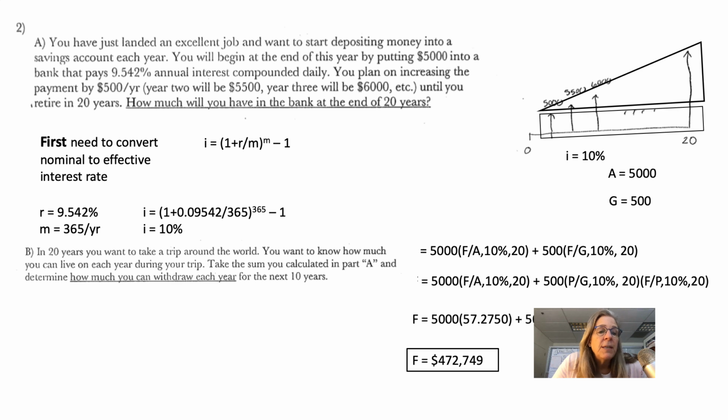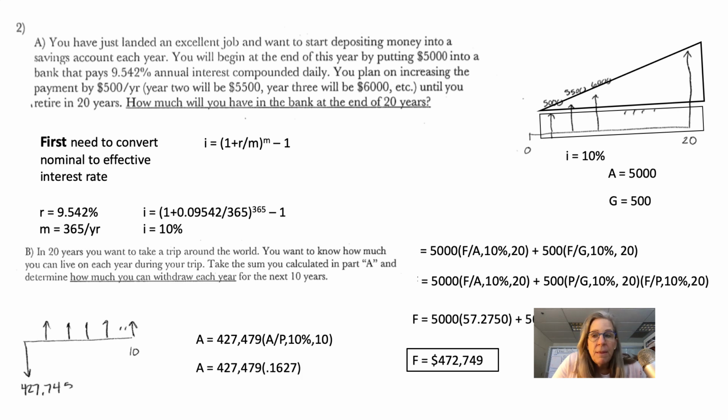Now we're going to look at the second part of this problem, which is in 20 years you want to take a trip around the world and you want to know how much you can live on each year during your trip. Take the sum you calculated in part A and determine how much you can withdraw each year for 10 years. So what I have is $427,745 and I want to know how much I can withdraw every year for 10 years. So I'm just going to find out what is the A value given this present value, and it ends up that I can withdraw $76,916.